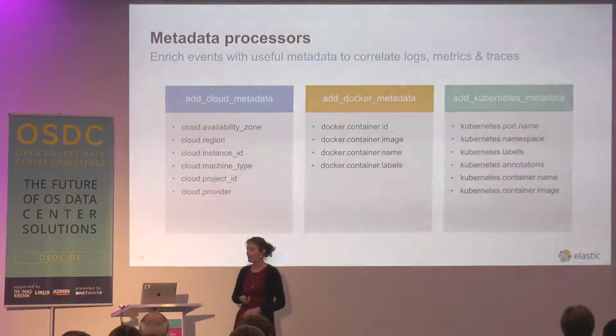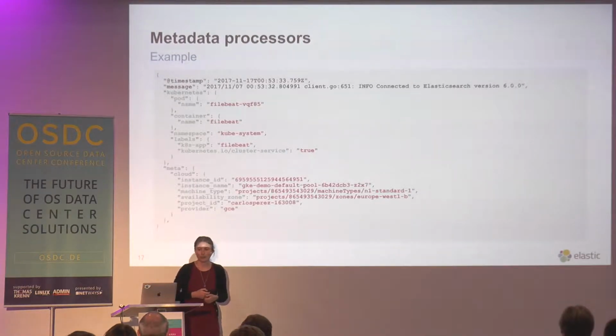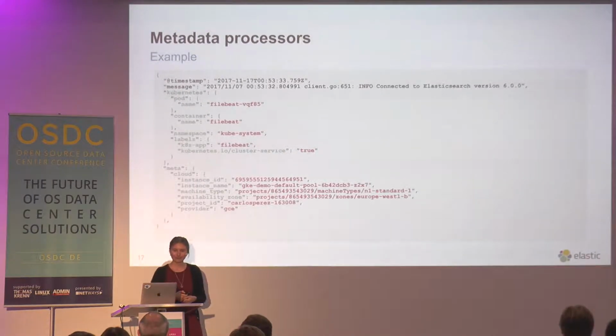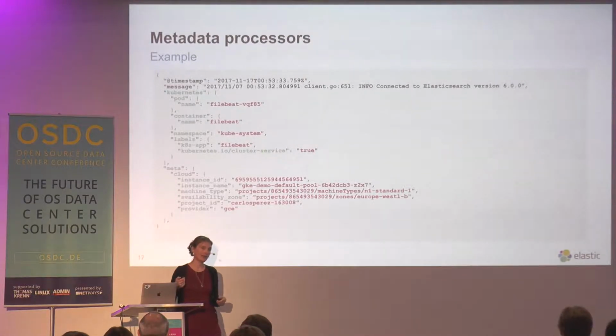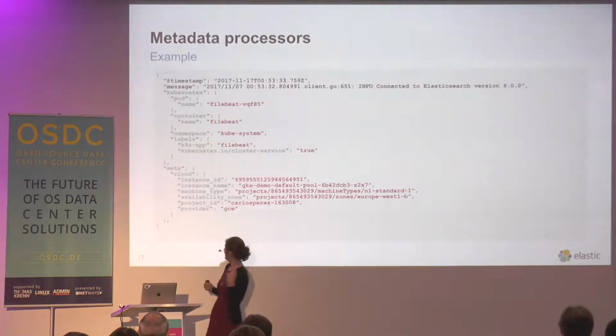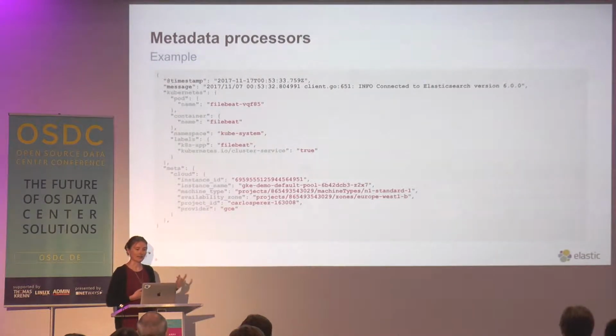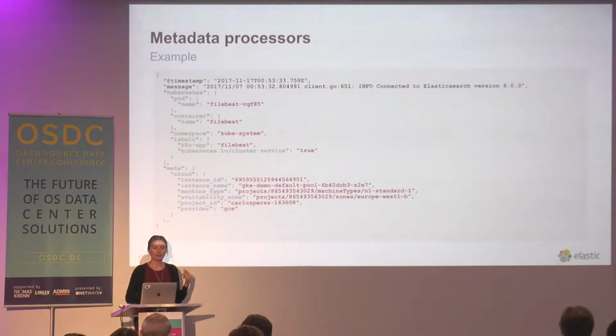Here is an example where you enable add_cloud_metadata and add_kubernetes_metadata. As you can see in this event generated by the Beat, you have the Kubernetes section with the name of the pod, the name of the container, the namespace, and the labels. And for the cloud metadata, you have the name of the provider, in this case Google Cloud, then the instance name, the availability zone, and so on.